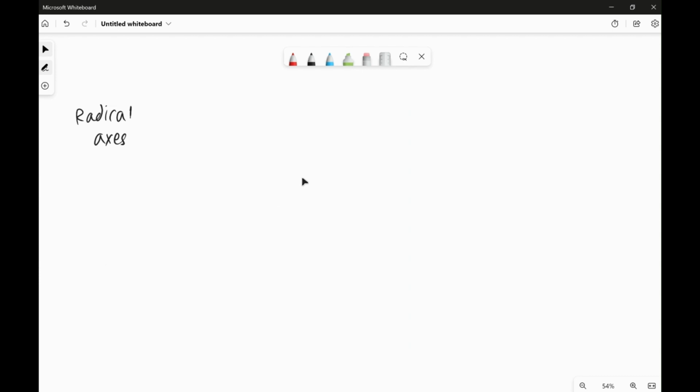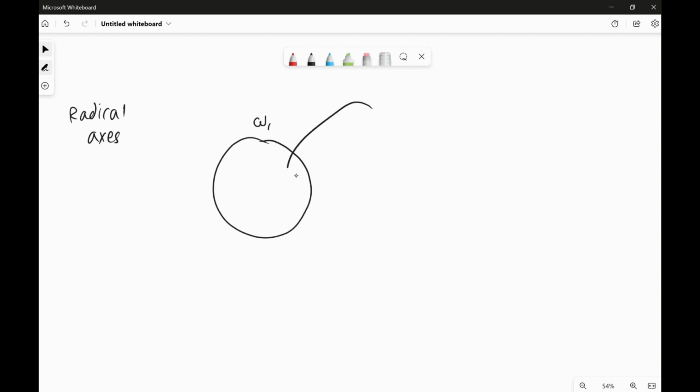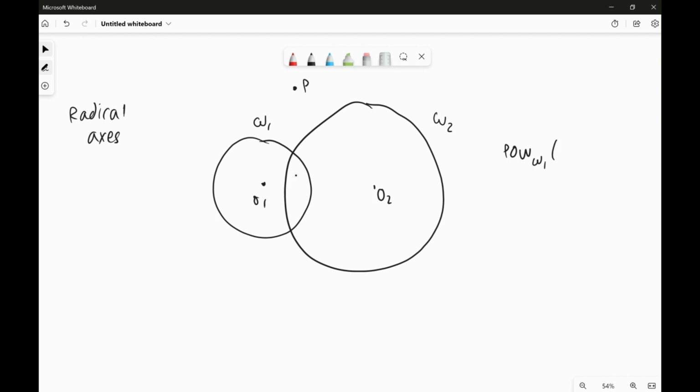So first, what are radical axes? So suppose you have two circles here, omega 1 and then omega 2. Well, the radical axis is a set of all points P. Suppose that there's a point P here, and then this is O1 and O2, such that the power of point P with respect to omega 1 is equal to the power of P with respect to omega 2.